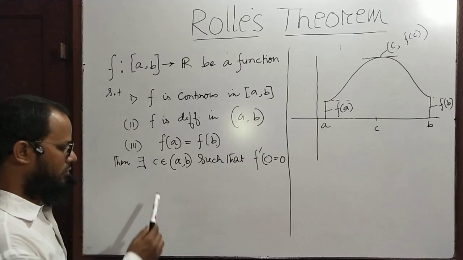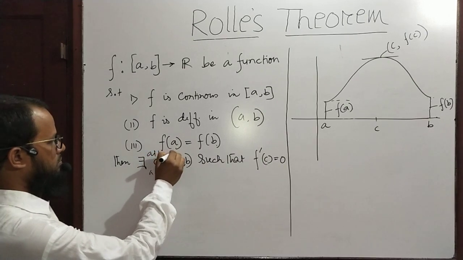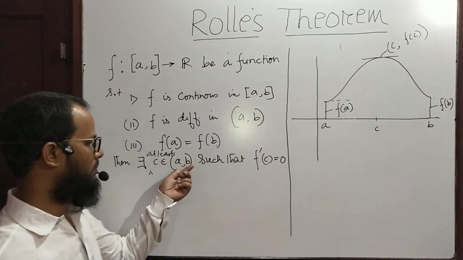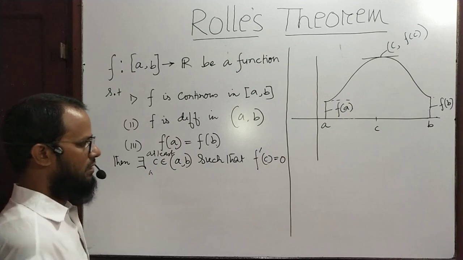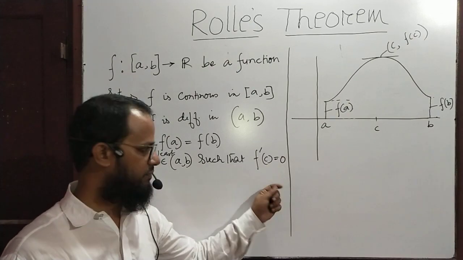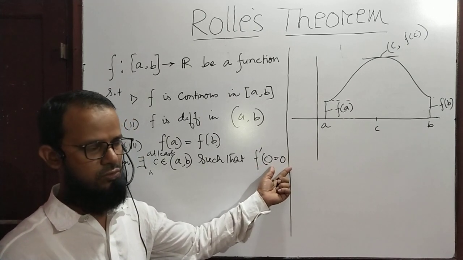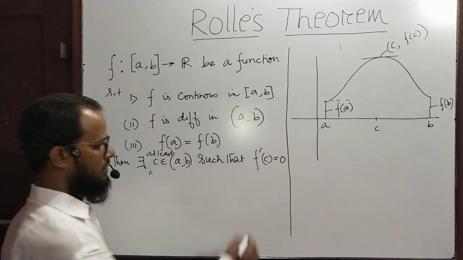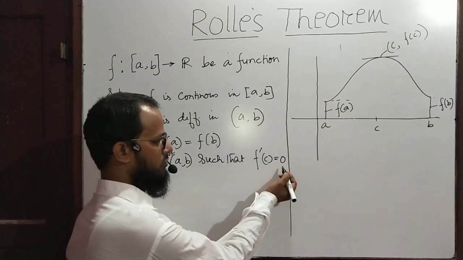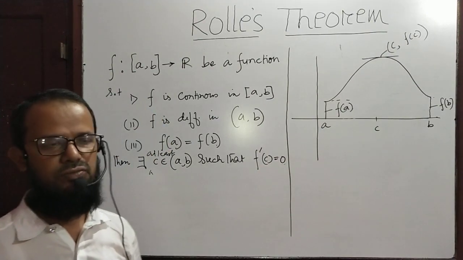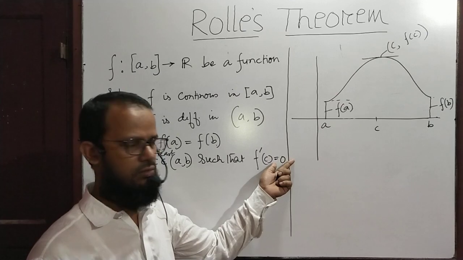There exists at least one point between a and b in the open interval (a, b) such that f'(c) = 0. What does f'(c) mean? It is the slope of the tangent at the point c, which is equal to 0. So geometrically, the tangent at the point c is parallel to the x-axis, since the slope of the x-axis is 0, and the slope of the tangent f'(c) is also 0, and both are the same.